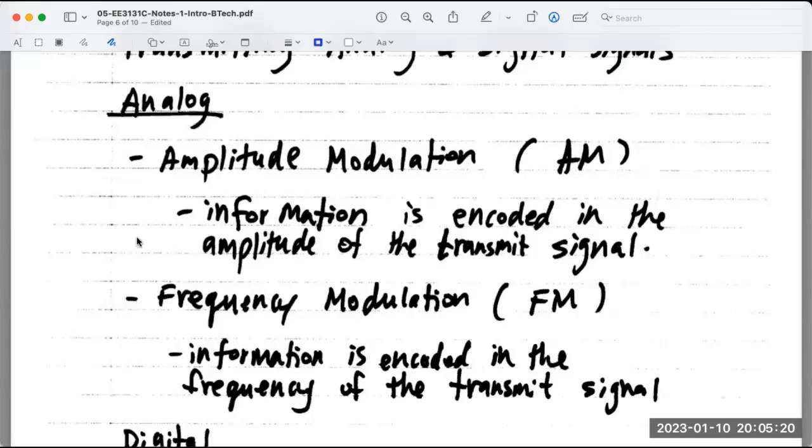In frequency modulation, information is encoded in the frequency of the transmit signal. So if I have a sine wave that I'm transmitting, it starts off at a certain frequency, but then the information decides the actual frequency. That's called frequency modulation. So do you see how it's analog? Because the information is directly changing some property of the transmit signal in an analog way.